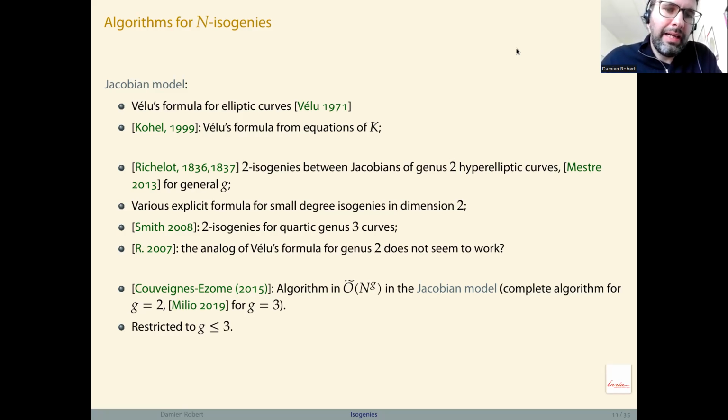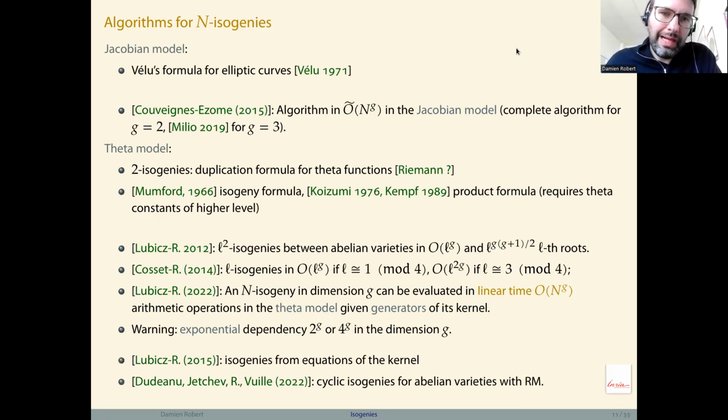In the Jacobian model, the more general version is from Lercier, which describes an algorithm in quasi-linear time to compute an isogeny given a generator of its kernel. So Lercier describes the case g equals 2 in detail, and Milieu extended it for g equals 3. The problem with the Jacobian model is that starting in dimension 4, an abelian variety is generally not a Jacobian. So these kinds of algorithms are restricted to small dimension. To get to higher dimension, we need to use a theta model.